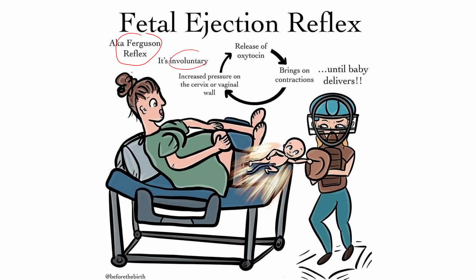Take note, it is involuntary. An increase in the pressure of our cervix or vaginal wall will cause a release of your oxytocin, which will bring on contraction until the baby is delivered. So until such time na hindi pa lumalabas yung baby, it is a cycle: increase na naman ng pressure dun sa cervix or vaginal wall nyo, release na naman po tayo ng oxytocin, contraction na naman. Until yun na nga yung point, this is for our baby to be released.